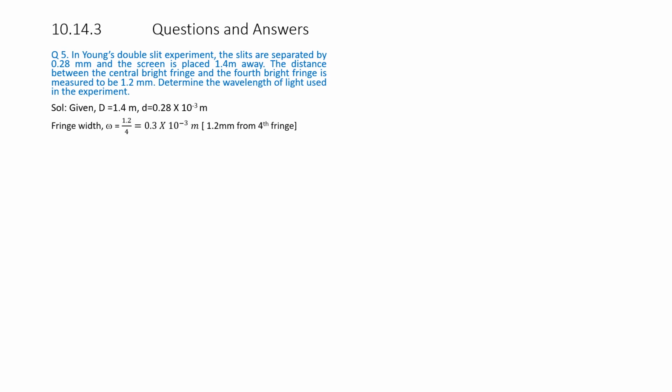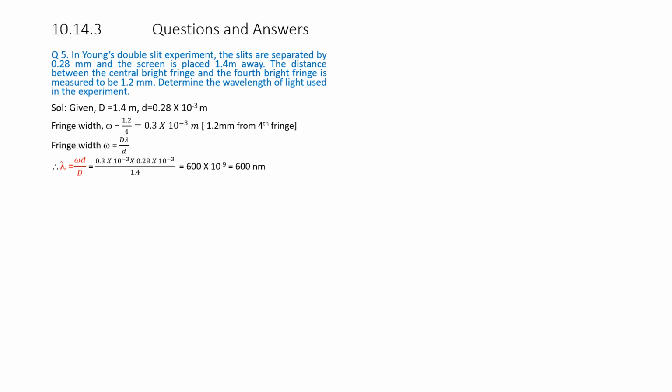Given capital D is equal to 1.4 meters, small d is equal to 0.28 into 10 to the power of minus 3 meters. Fringe width is given as 1.2 meters divided by 4, that is equal to 0.3 into 10 to the power of minus 3 meters. That is this 1.2 meter from the fourth fringe. Fringe width is equal to omega equals capital D lambda by small d.